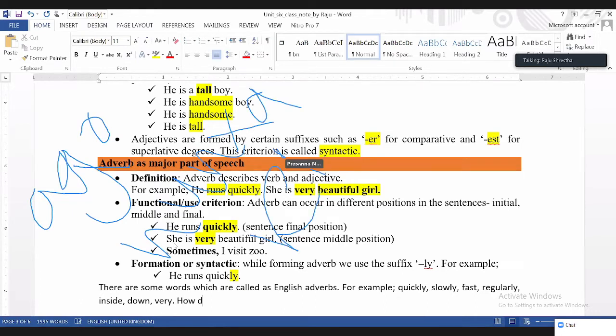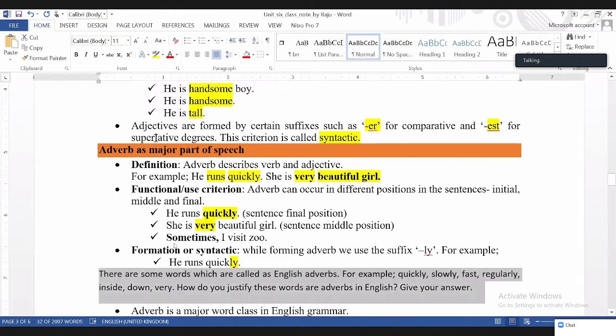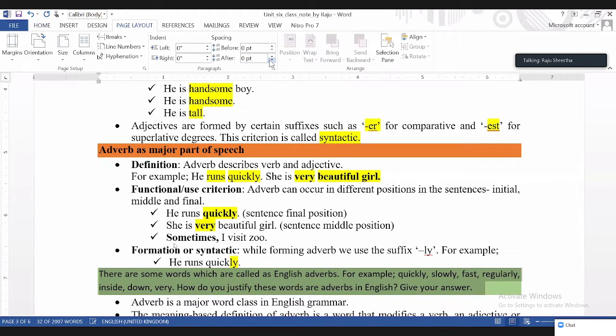How do you justify, how do we justify the above, how do you justify these words are adverbs in English? Give your answer. If they ask even one question of this type, then we can... this is one question. We will look at the answer to exactly this question from those three perspectives.